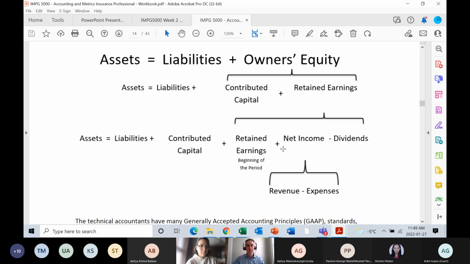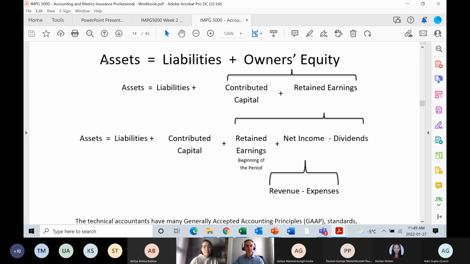For the commission, the assets decreased because we owe the broker less, and the expenses increased. The expenses increasing reduced income, reduced retained earnings, reduced equity. So we had a decrease in equity from the commission expense, and we decreased the asset because the broker owes us less.